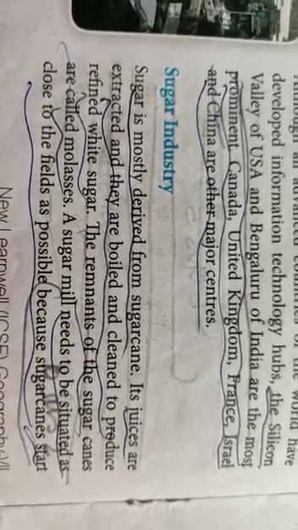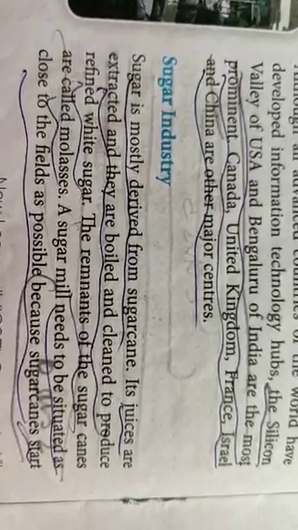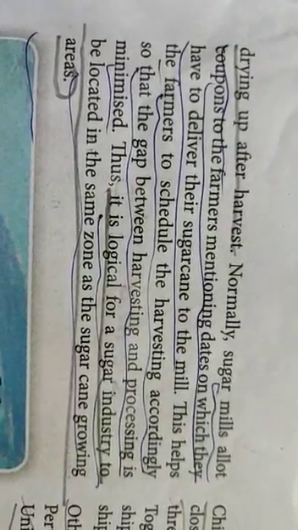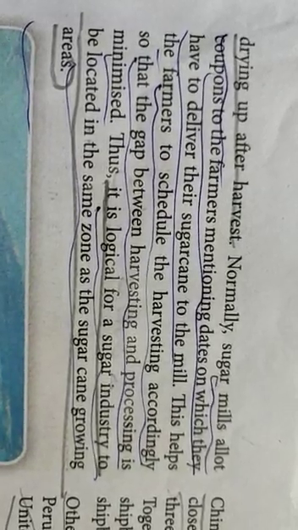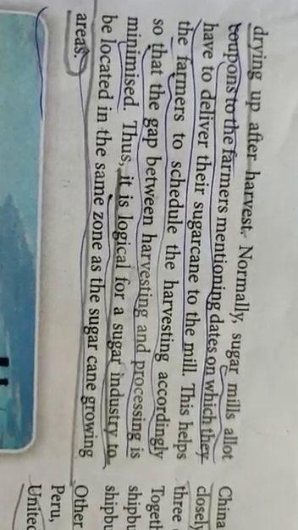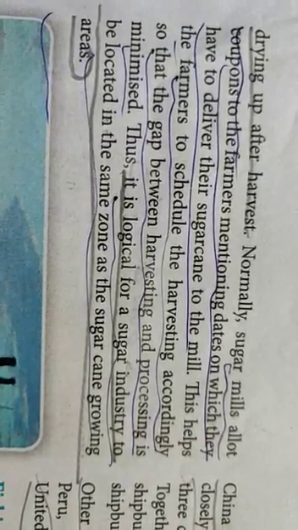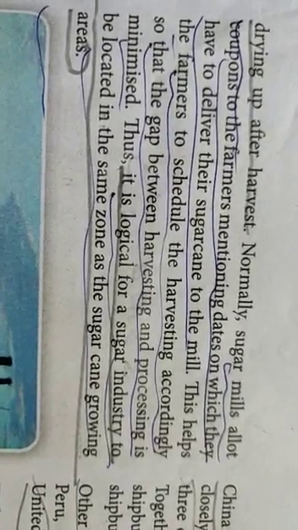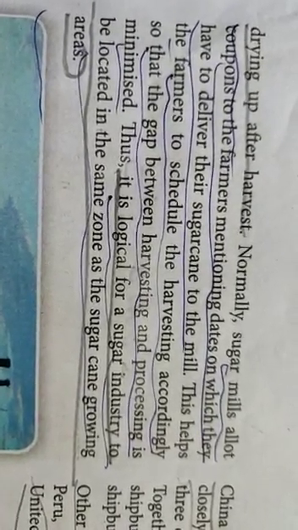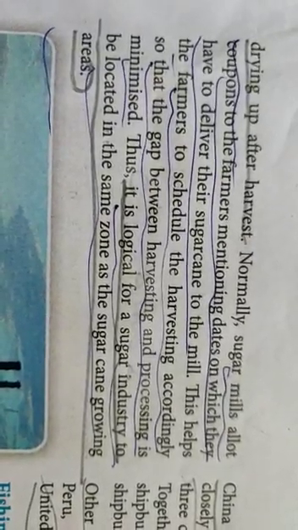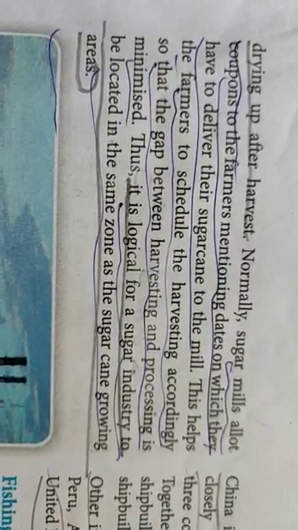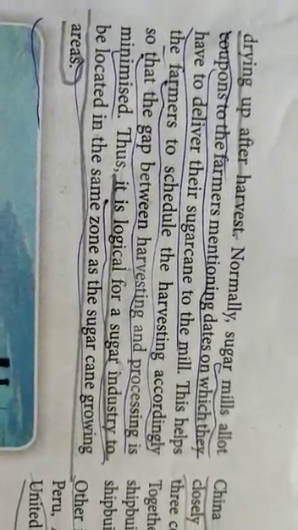A sugar mill needs to be situated as close to the field as possible because sugar canes start drying up after harvest. Normally, sugar mills allot coupons to the farmers mentioning dates on which they have to deliver their sugarcane to the mill. This helps the farmers to schedule the harvesting accordingly so that the gap between harvesting and processing is minimized. Thus, it is logical for a sugar industry to be located in the same zone as the sugarcane growing areas. So, not much to explain over here.